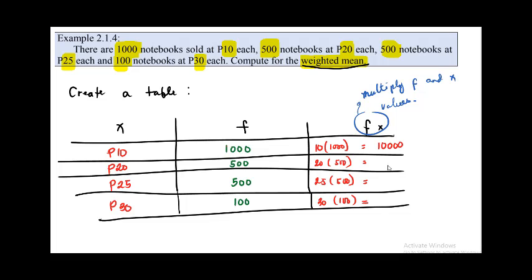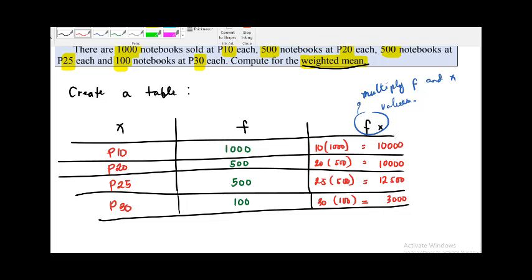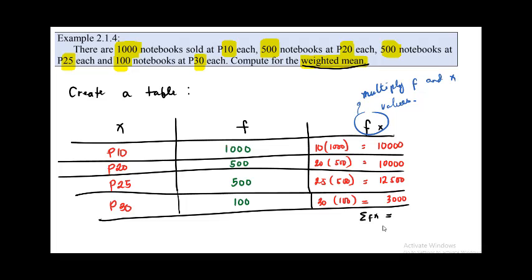And we will obtain 10,000, 10,000, 25 times 500 is 12,500, and 3,000. Now, get the summation of f times x, and we will get 10,000 plus 10,000 plus 12,500 plus 3,000 is 35,000.